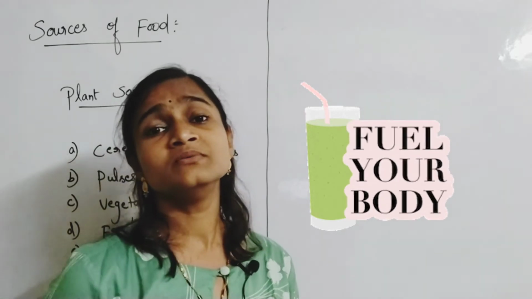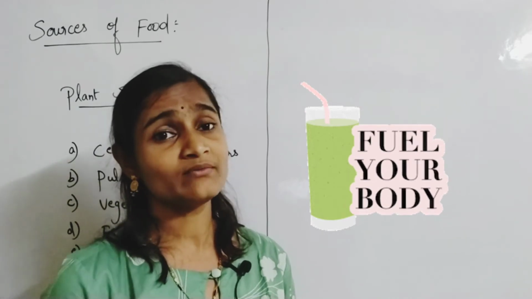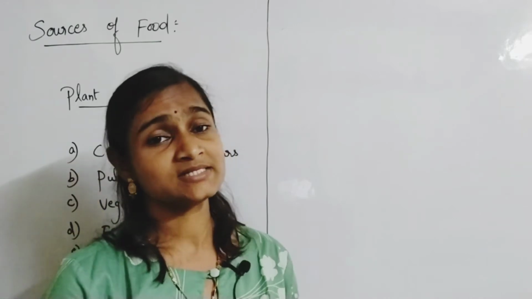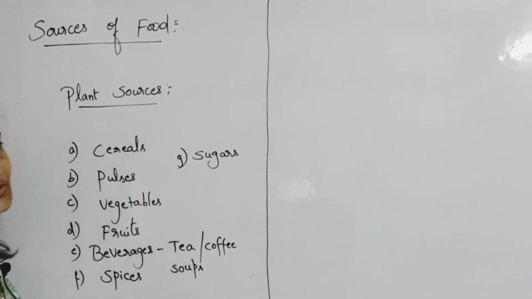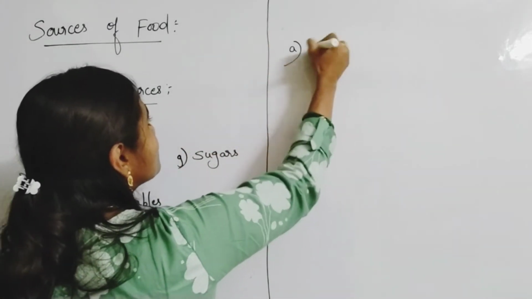Where do all these come from? Where do carbohydrates come from, and proteins? They come from these types of plant sources only, isn't it? So first we will be learning about cereals.